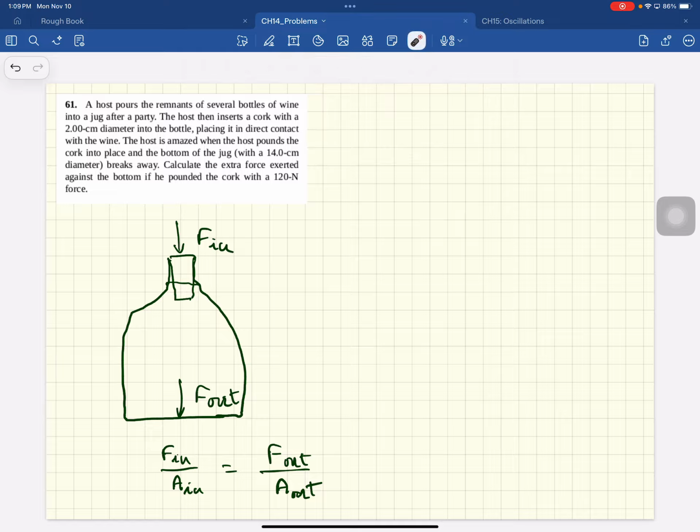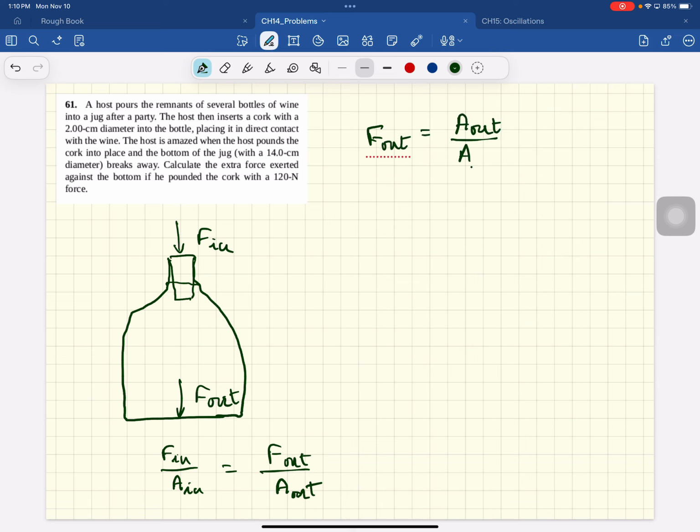Okay, this is Pascal's principle. What Mr. Pascal said is, in an enclosed fluid, if you increase the pressure at any location by a certain amount, then at every point in the fluid the pressure increases by the same amount. Okay, so likewise at this point, the pressure increases by the same amount.